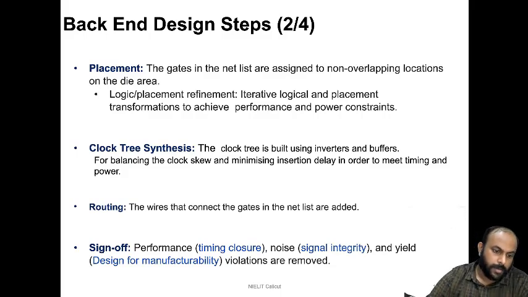The next step is routing, where there is local routing as well as global routing. Basically, routing is about establishing wires and interconnects between the gates when the netlists are added.